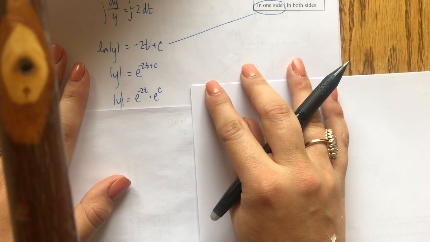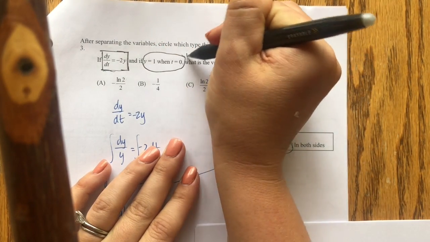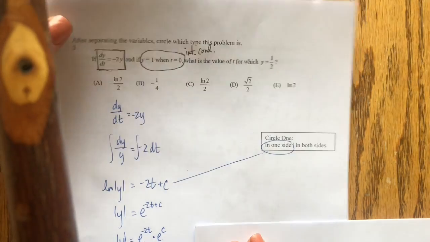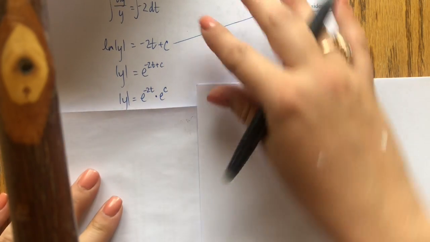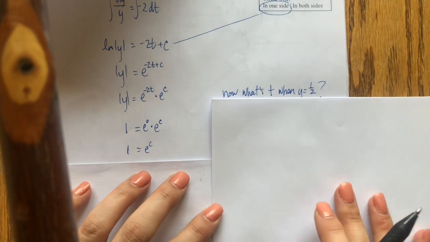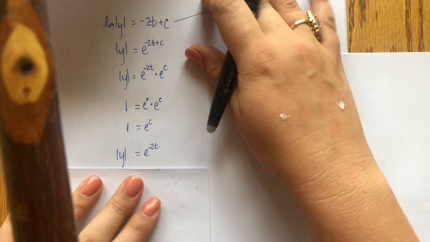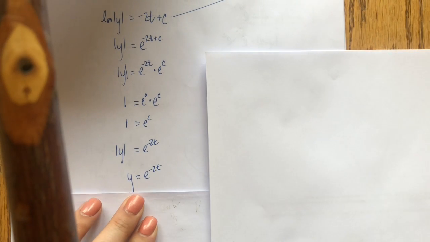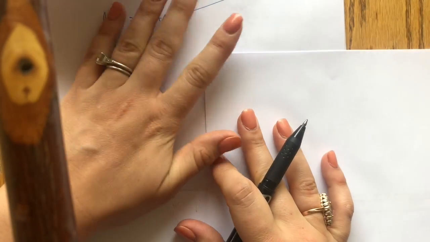Now use your initial condition. This is my initial condition. I often annotate it as just IC. Go ahead, plug that in to solve for e to the c. So e to the c is 1. Cool. So my answer before I plug in is this. My y is positive. Now let's see what the question's asking.